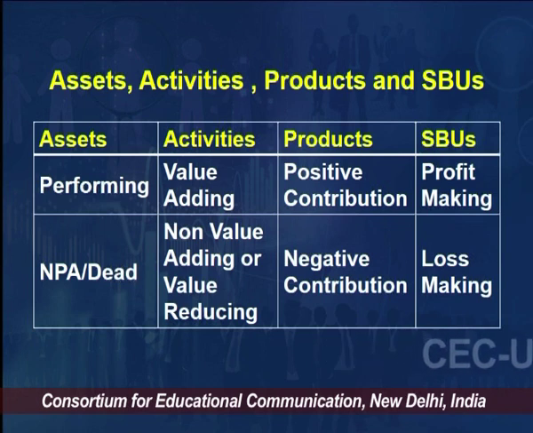Products can be classified in terms of positive contribution making products and negative contribution making products. I told you briefly about it. And strategic business units are classified as profit making and loss making units. So this classification reflects in front of us what we can do in terms of positive assets, activities, products and SBUs, and what we need to do in terms of negative assets, negative activities, negative products and negative strategic business units. So if they are negative, what could be done to convert them into either being positive or at least neutral?